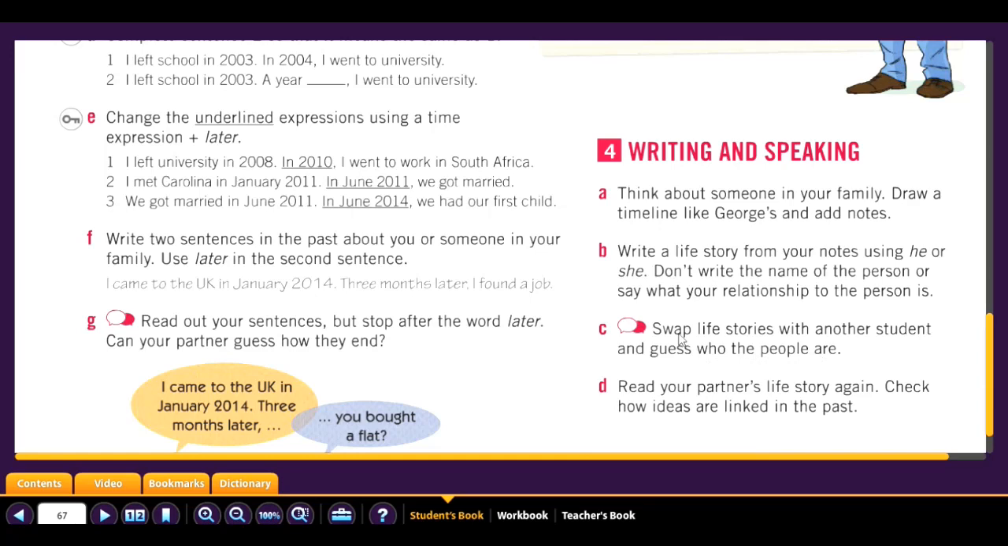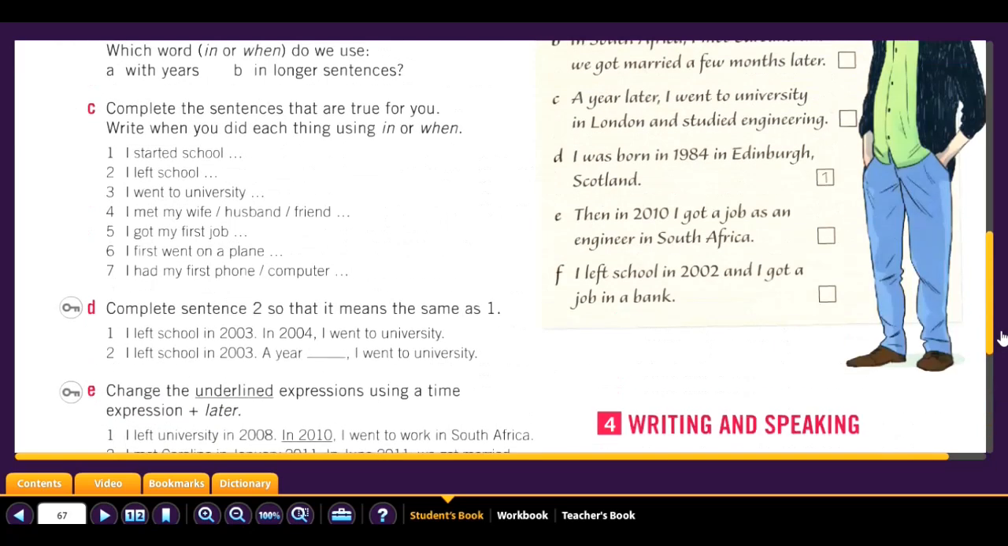Read your partner's life story again and check how ideas are linked in the past. Van a tener que revisar cómo fueron unidas las ideas. Si utilizaron in, si utilizaron when, si utilizaron later.